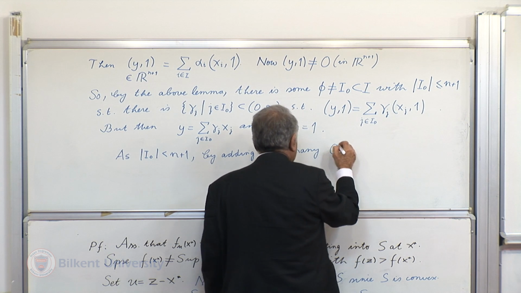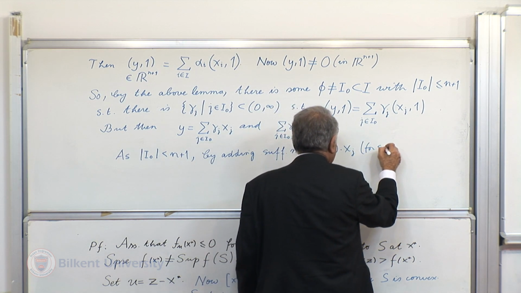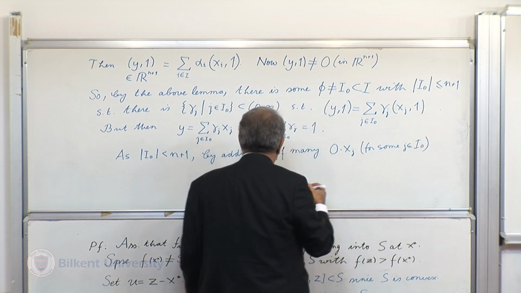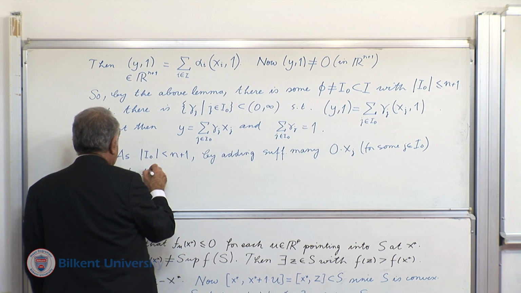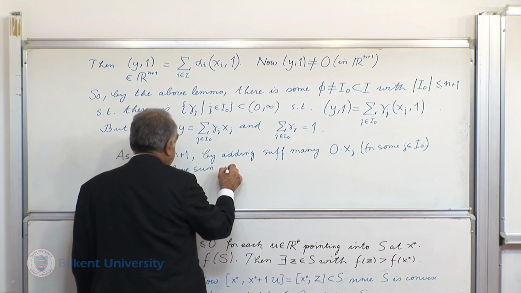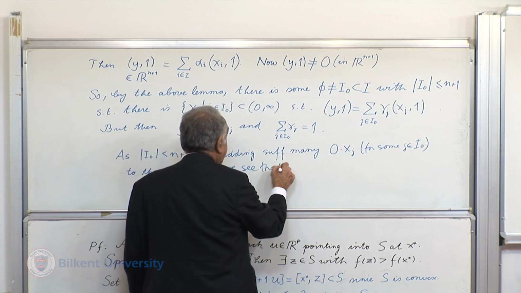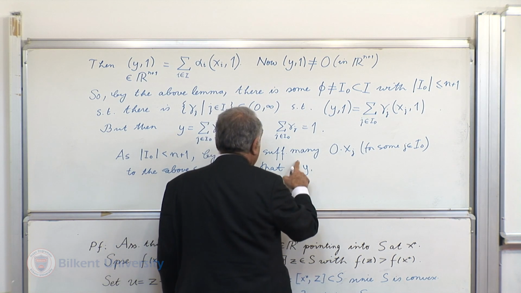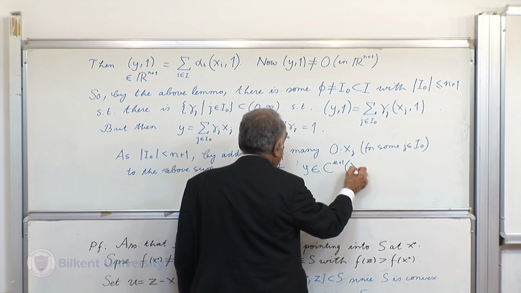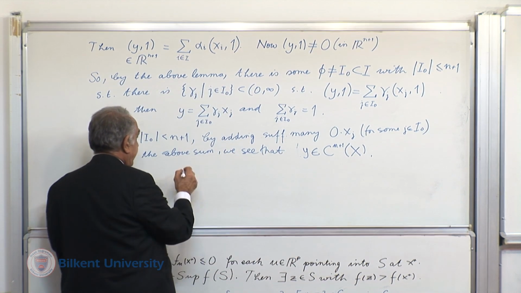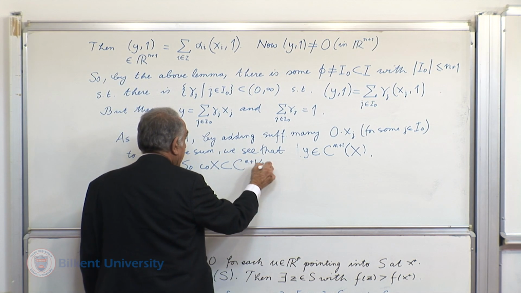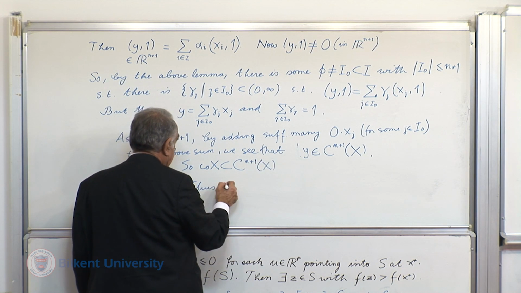By adding many 0 times x_j for some j in I_0 to the above sum, we see that y now is in C_{n+1} of x. So the convex hull of x is contained in C_{n+1}(x). Thus, they're equal to each other.